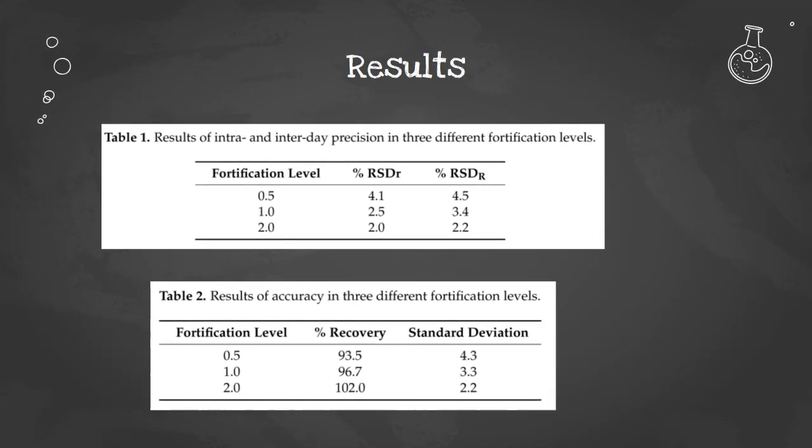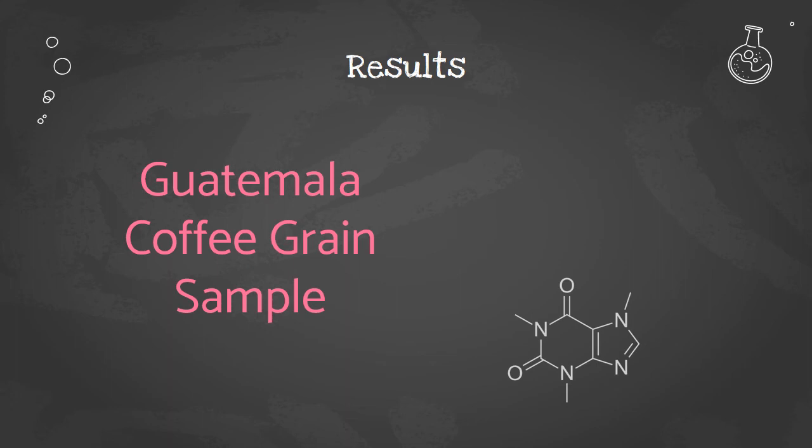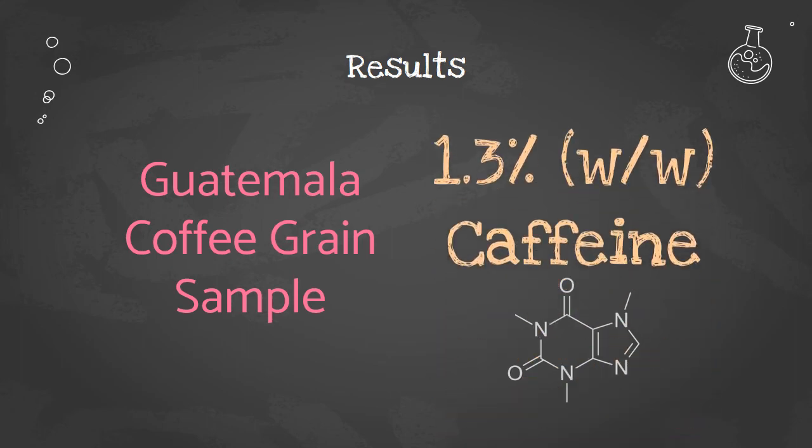The method was fully validated, according to ISO 17025 requirements, and the European Commission regulations. The accuracy, as provided by recovery experiments, was higher than 93%, and the precision, as provided by the percent relative standard deviation under reproducibility conditions, was lower than 5%. The developed and fully validated method was applied for the determination of caffeine in different Guatemala coffee grain samples. The mean caffeine content was found to be equal to 1.3% weight over weight.